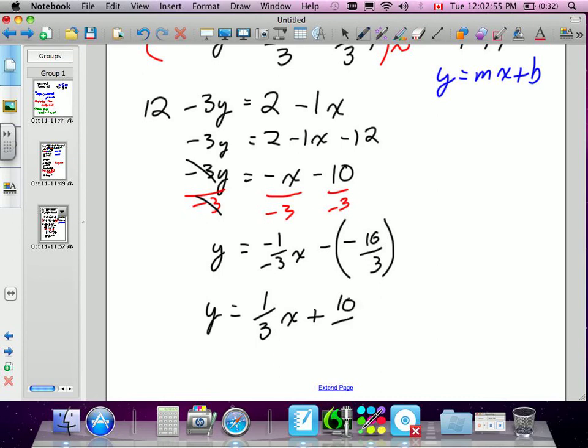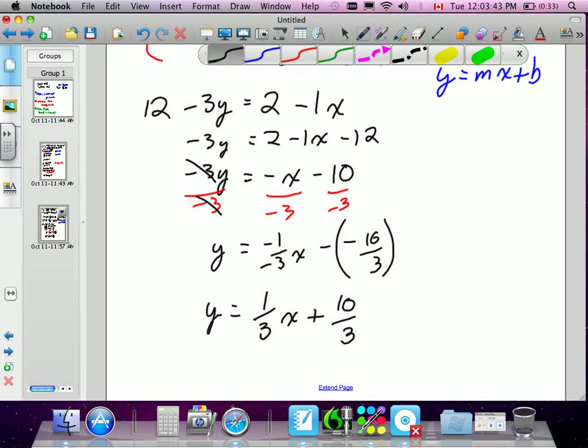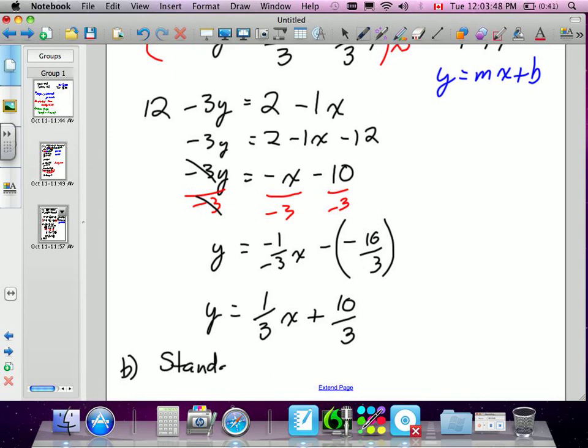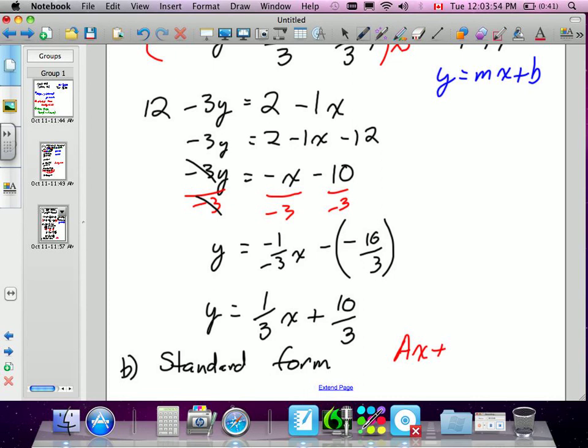So in my slope y-intercept form, I've changed the equation to this. Okay? All right, so we have this equation. Our next step is I would like you guys to change this to standard form. Again, if you guys remember, that's ax plus by plus c equals 0. Okay?